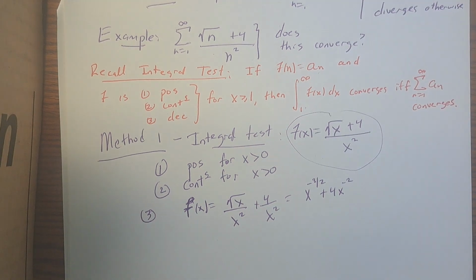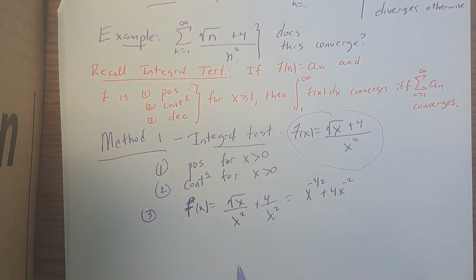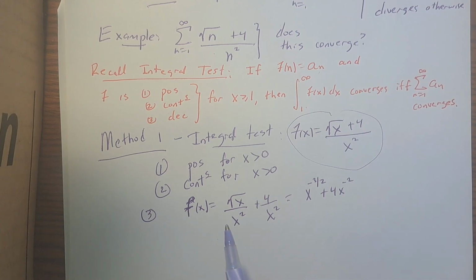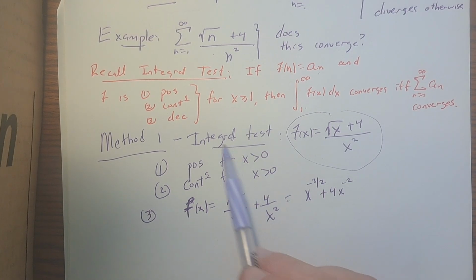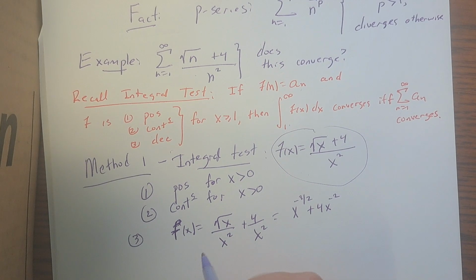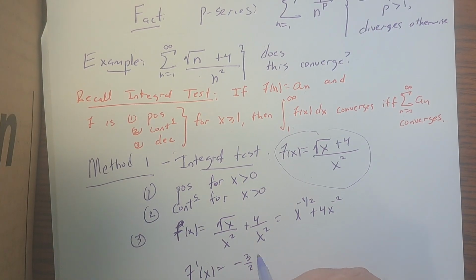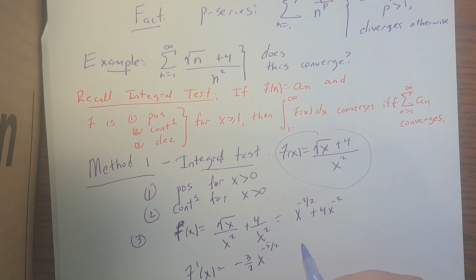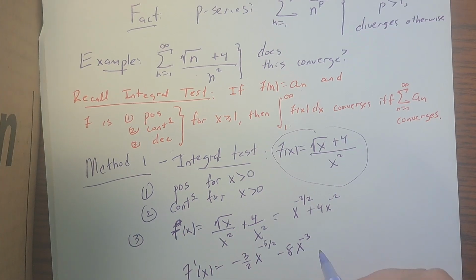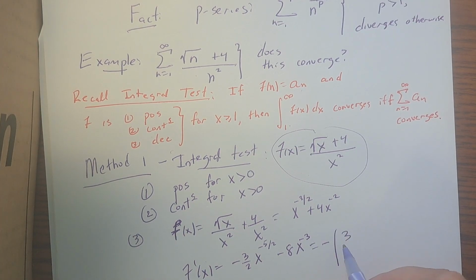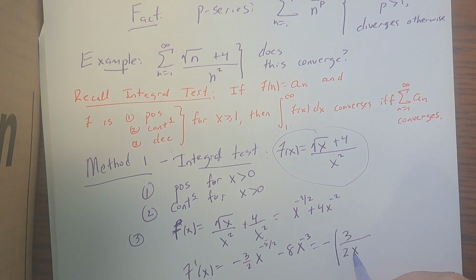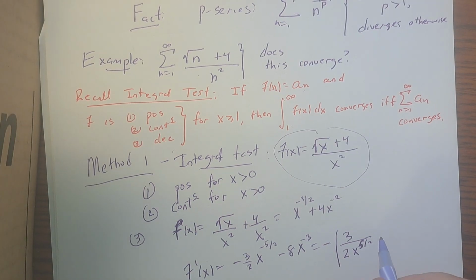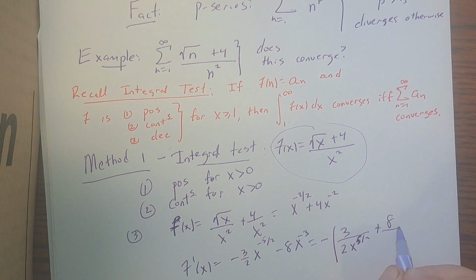The reason you want to take the derivative is, if you remember from Calc 1, wherever a function has a negative derivative, that's where it's decreasing, and we're trying to find out where it's decreasing. So its derivative is minus 3 halves x to the minus 5 halves, and minus 8x to the minus 3. Then you could factor a minus sign out and move those things to the bottom to make the powers positive, because then it's easier to analyze.